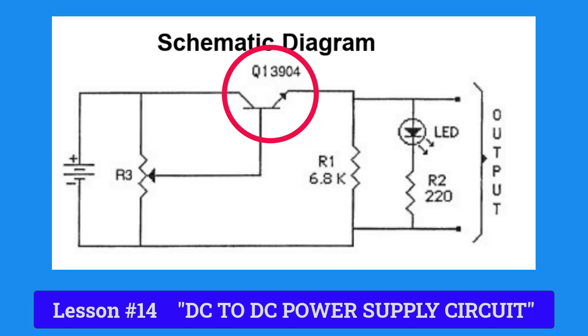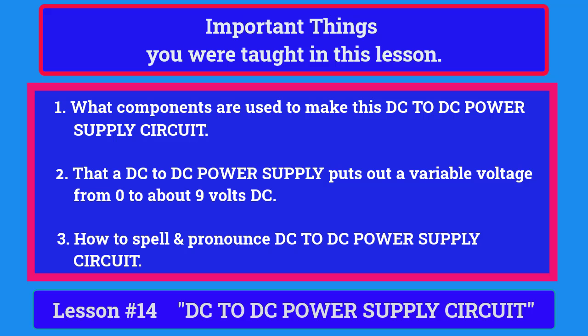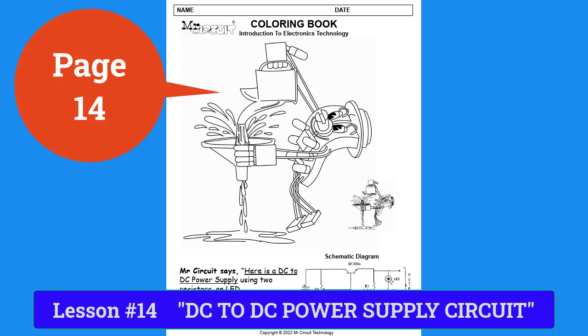Here are some important things that you were taught in this lesson. 1. What components are used to make this DC to DC power supply circuit? 2. That a DC to DC power supply puts out a variable voltage from 0 to about 9 volts DC. 3. How to spell and pronounce DC to DC power supply circuit. You can finish this lesson by coloring in the Mr. Circuit robot on page 14.